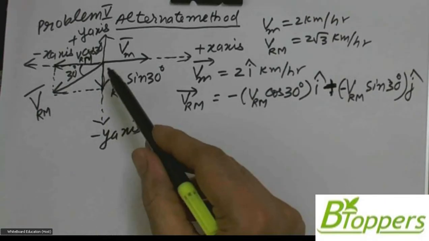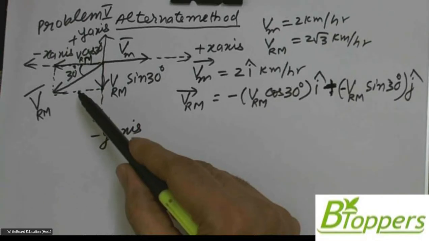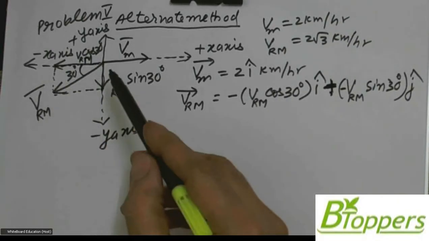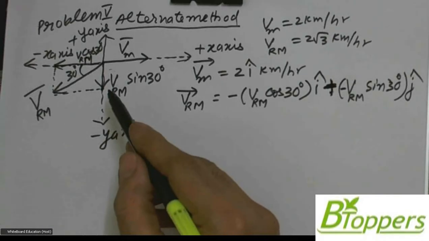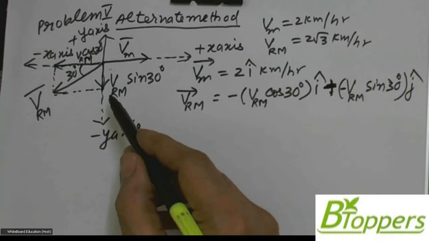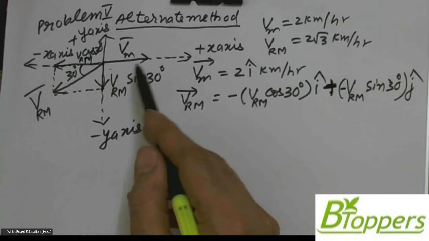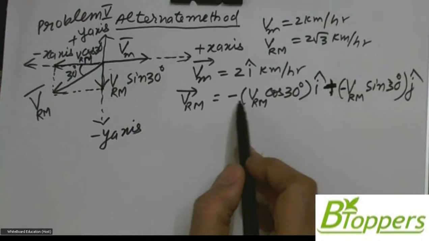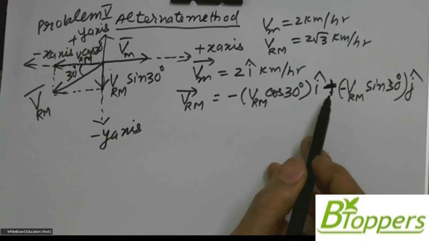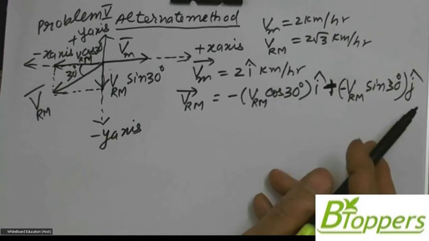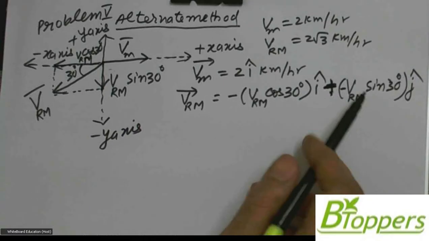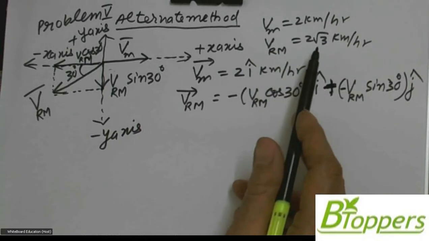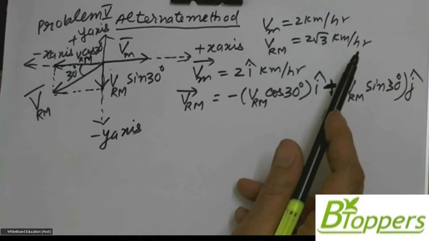Because the two rectangular components of the relative velocity are directed along the negative x-axis and negative y-axis respectively. The unit vector in the positive x direction is denoted by i cap, so the unit vector in the negative x direction will be minus i cap. And j cap is the unit vector along the positive y-axis. So the magnitude of the relative velocity of the rain with respect to the man is 2√3 km/h.